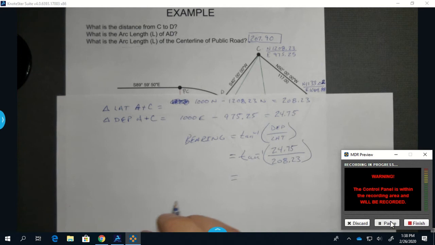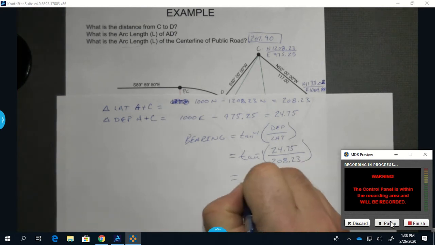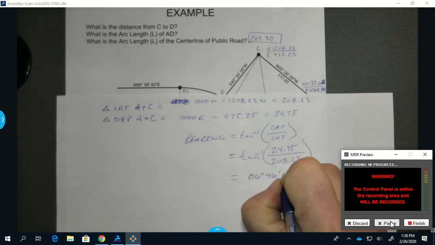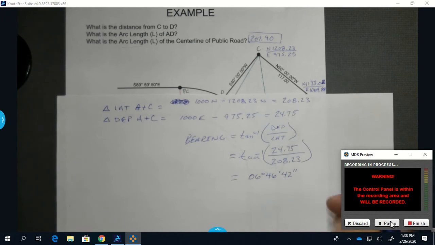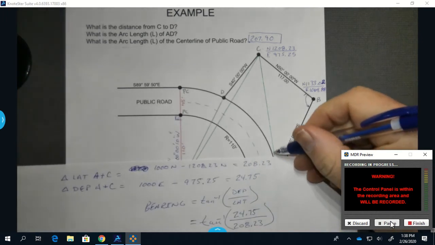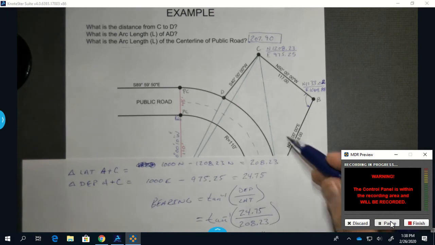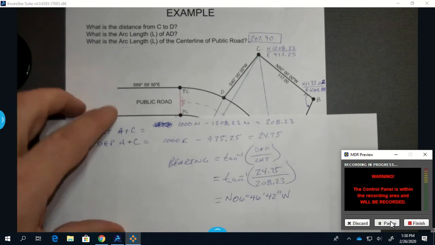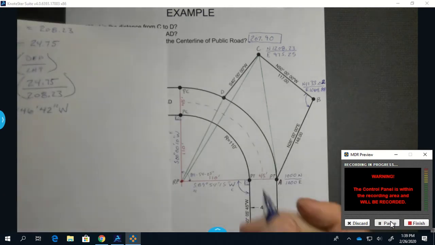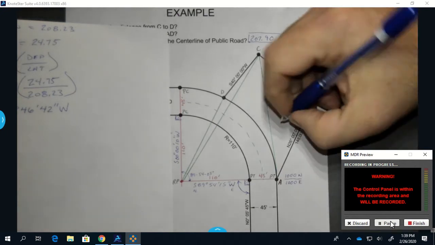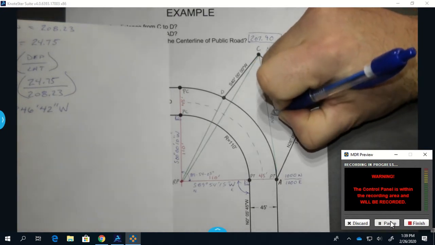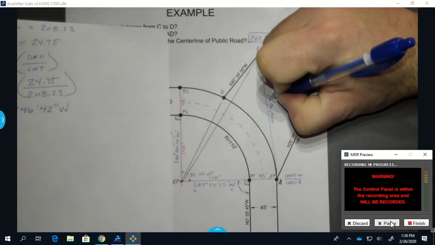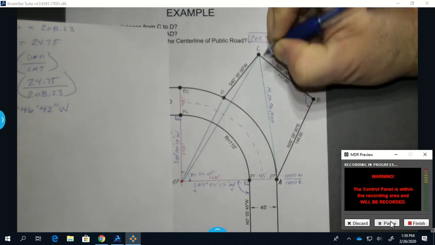That's going to give me a bearing of 06 degrees, 46 minutes, 42 seconds. Okay, what direction is that heading? Well, if I look at my drawing here, it's heading in a northwest direction. Okay, so it's northwest. So I'm going to go ahead and label that on my drawing here. Okay, we have a north 06 degrees, 46 minutes, 42 seconds, west.